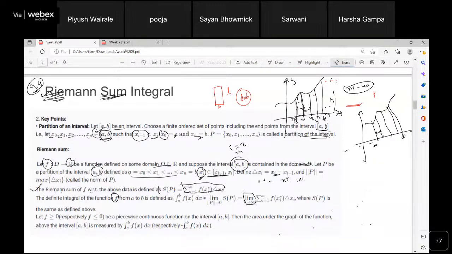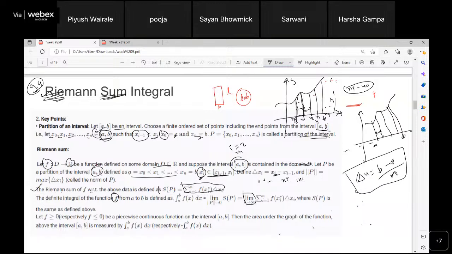So what is del of x here? This is b, that is the last point, and it's a divided by the number n. This is basically my del of x here, right? So in this case, if you see, I divide it into 4 intervals.